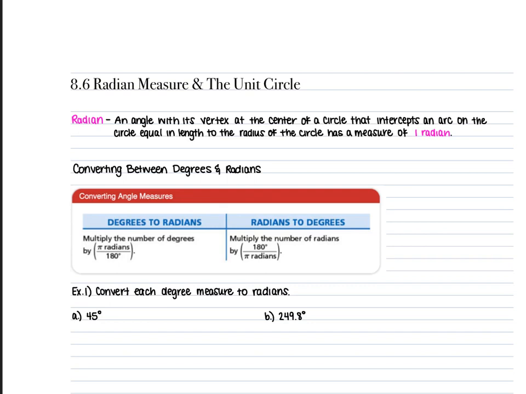8-6 radian measures and the unit circle. A radian is literally an angle with its vertex at the center of a circle that intercepts an arc on the actual circle. Most of these have a radius of 1 radian.